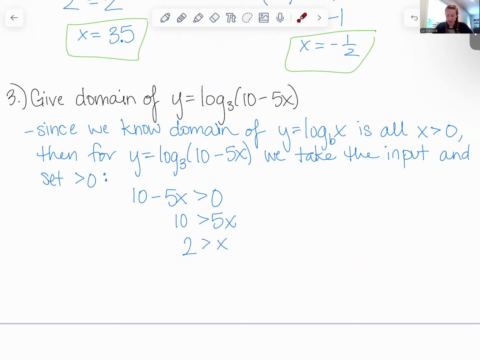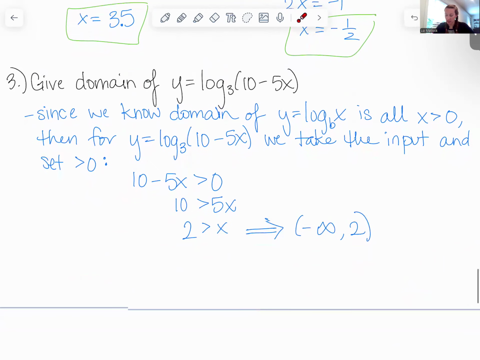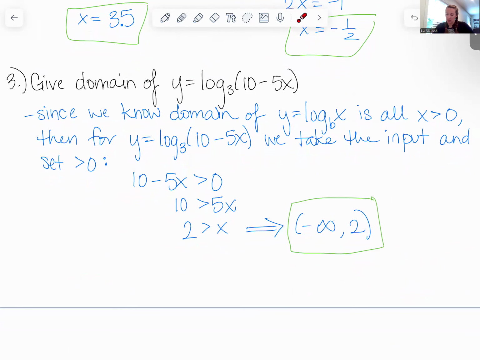All right, and so this is an inequality we know how to solve. I get x is less than 2, or 2 is greater than x is another way to phrase that. And in interval notation, I have -∞ to 2.